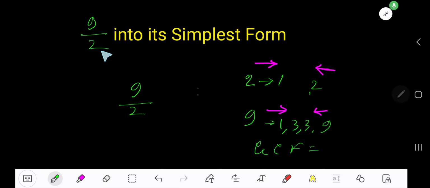To simplify the fraction 9 over 2 into its simplest form, lowest terms or reduced form, we need to divide the numerator and denominator by the greatest common factor or divisor.